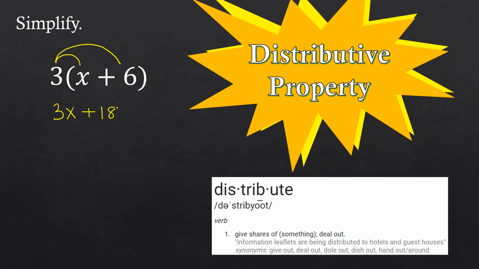Like terms are terms that have the same variable raised to the same power. Here I have a 3x. Here I have just a constant 18. I can go no further, so this is my final answer.